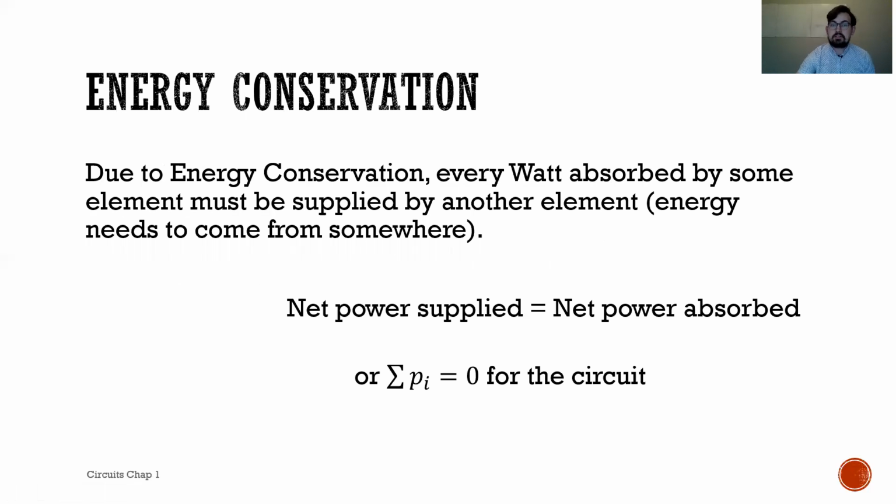All right, energy conservation. Now, the cool thing about energy conservation, because we assume that none of these things are storing charge, is that every watt that's absorbed somewhere in the circuit is being supplied and has got to be used by another element. We cannot create or destroy energy. We've got a closed system here. So net power supplied equals net power absorbed, or the sum of all those powers, positive and negative, is going to be 0 for the circuit. That's good. This is an equation that we can use to help us check our circuits, since it has always got to be true based on the assumptions that we've made. So this is going to help us check our work. It's a really, really useful tool.